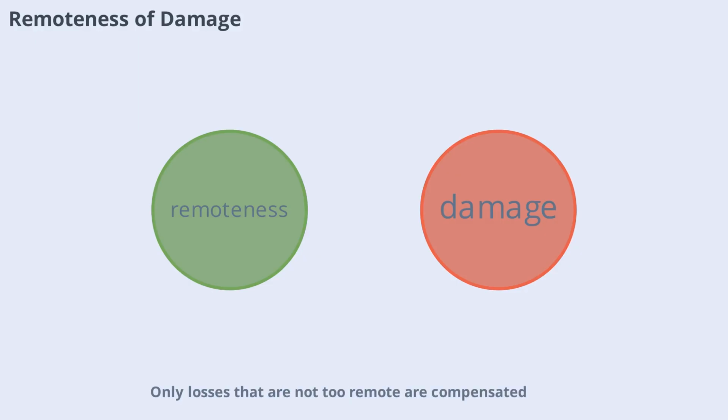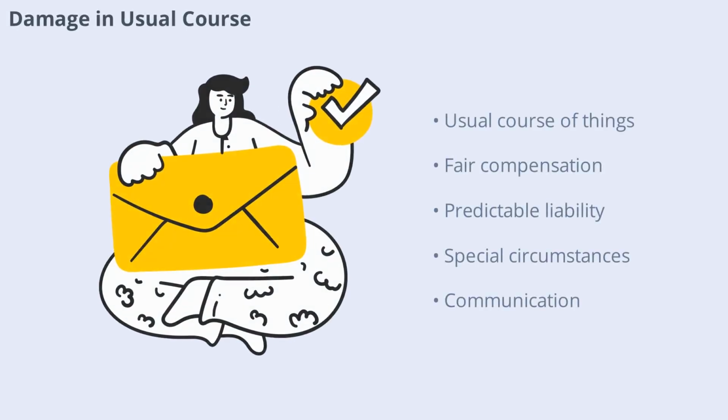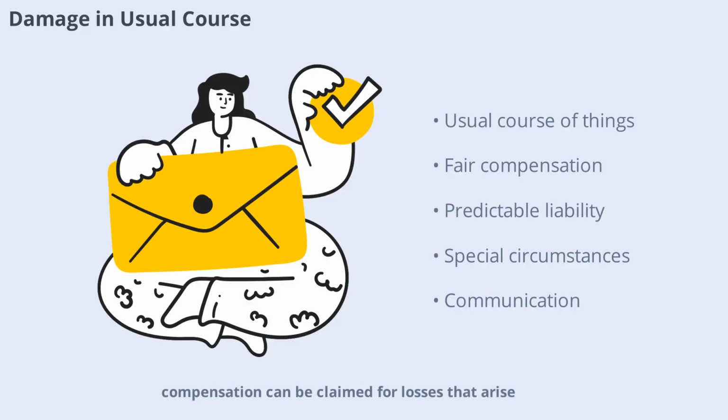Only losses that are not too remote are compensated, ensuring that parties are not held liable for unforeseeable consequences. Under the rule in Hadley v. Baxendale, compensation can be claimed for losses that arise in the usual course of things from the breach. If the loss is due to special circumstances, it must have been communicated at the time of contract. This distinction helps courts determine liability and ensures compensation is fair and predictable.